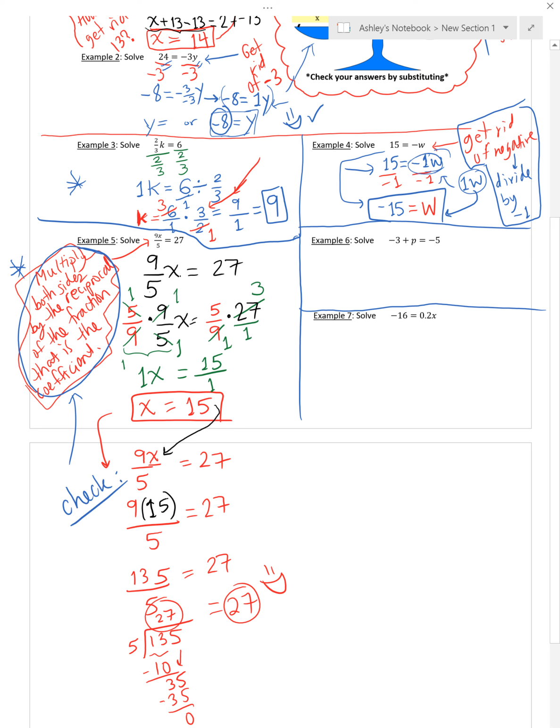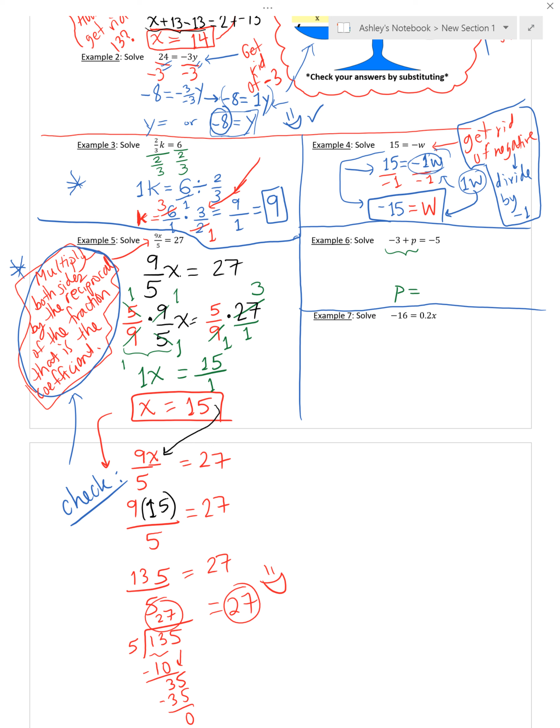Okay, let's see. Example 6. It looks so simple, I'm thinking, why is that even here? I think they're trying to trick you by putting the variable on the right side of this -3. Maybe that's what they're trying to do, I don't know. But again, if they say solve, that just means I want that variable by itself. So I'd like to see p equals something when I'm done. The thing preventing me from having p by itself is that -3.